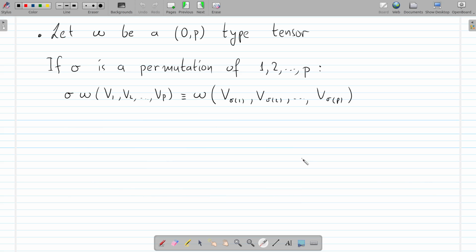Let's start by considering 0p type tensors, and let omega be one of them. If sigma is a permutation of the integers 1 through p, then we can define a new tensor sigma omega by its action on p vectors v1 through vp to be equal to the action of omega on the permuted set of the vectors.